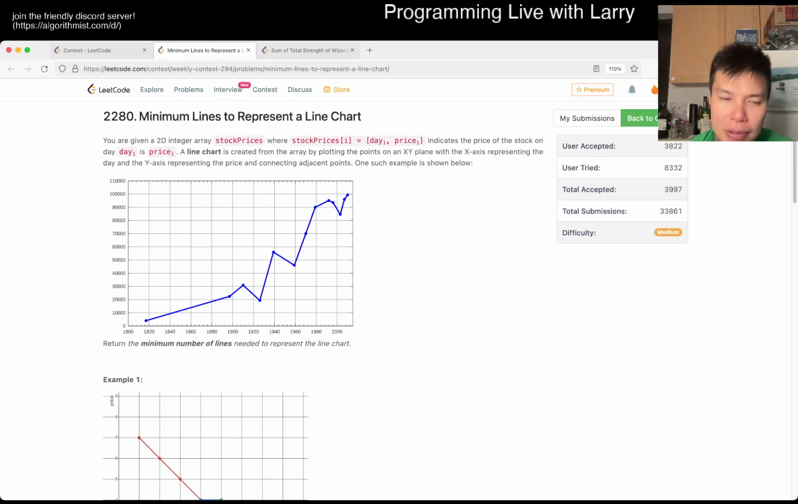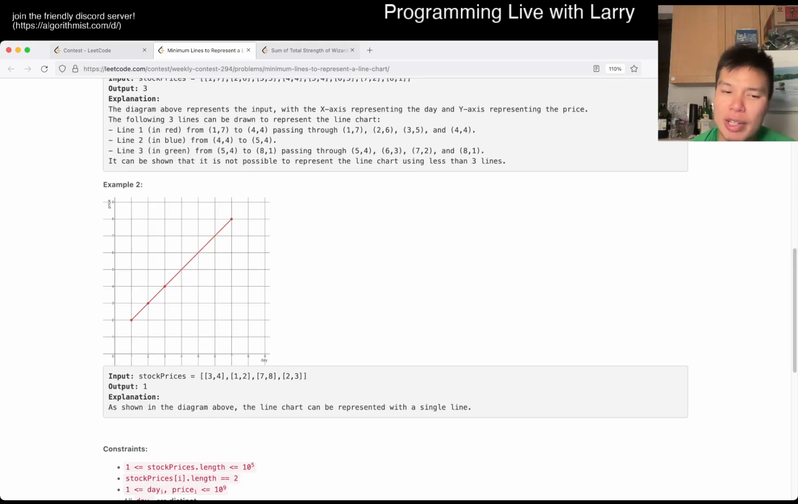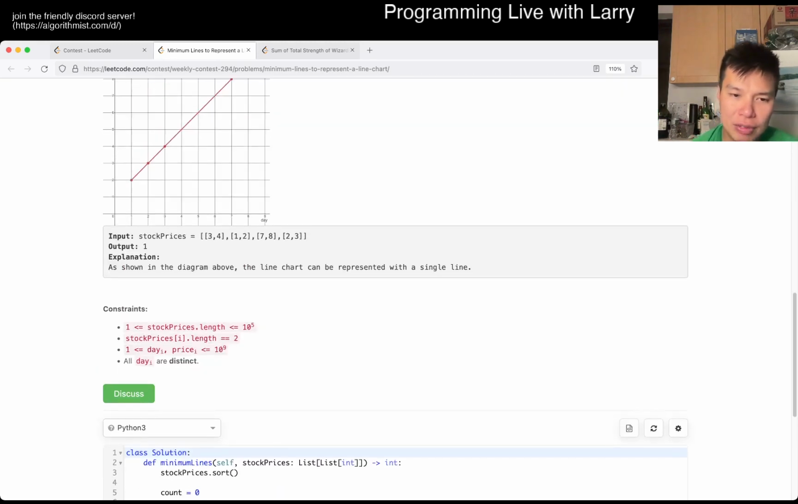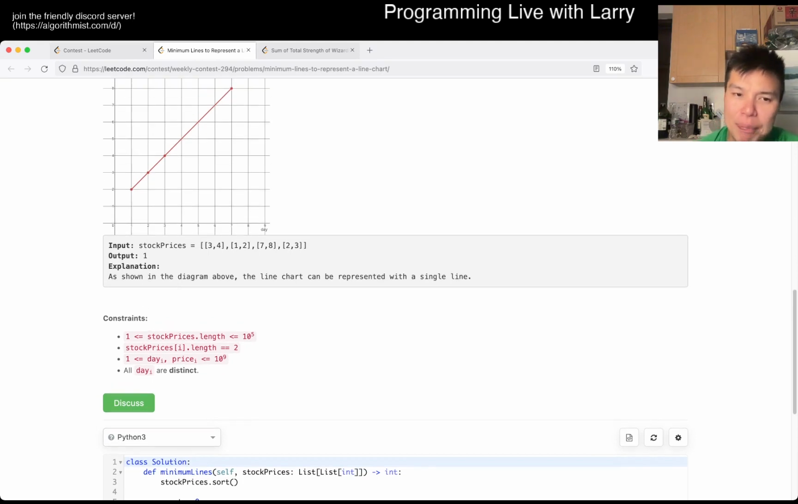So this one a lot of people did get, but it's still kind of tricky. The first thing you should consider is that the input is not sorted, so you have to sort it. That's fine, you just sort it. Sort by X and then sort by Y, or sort by the days and then sort by the price.